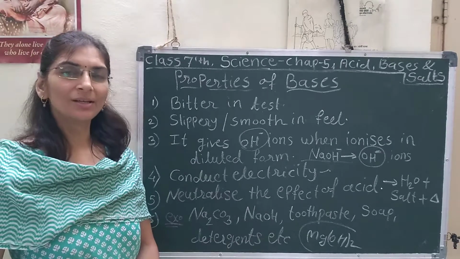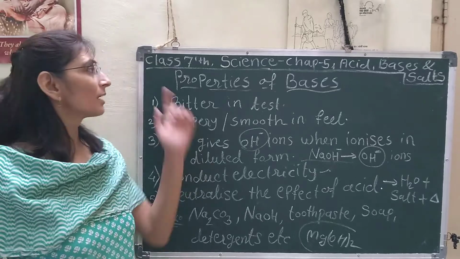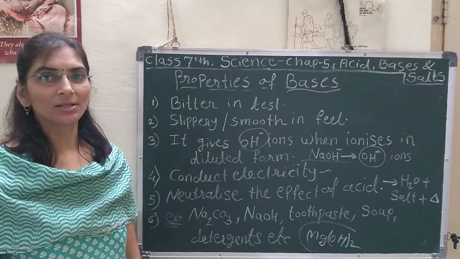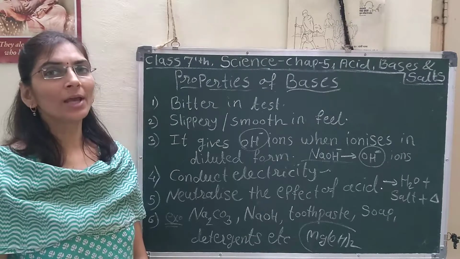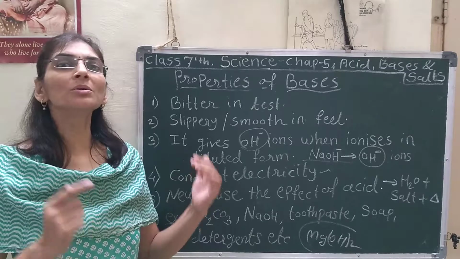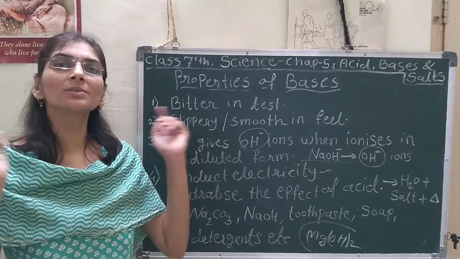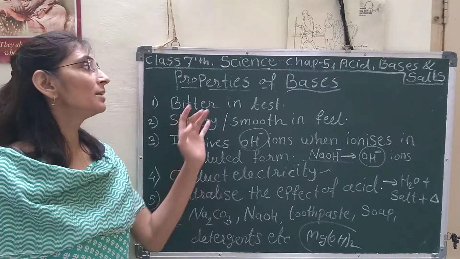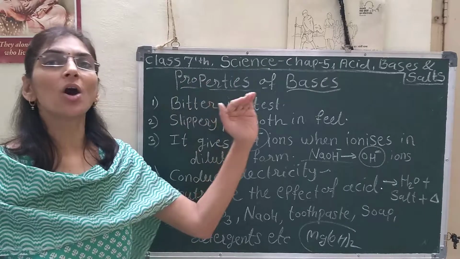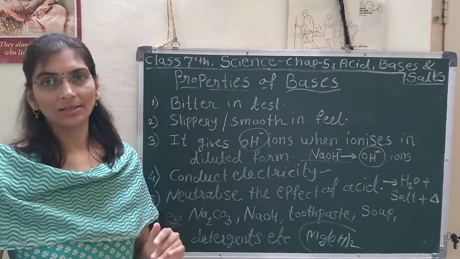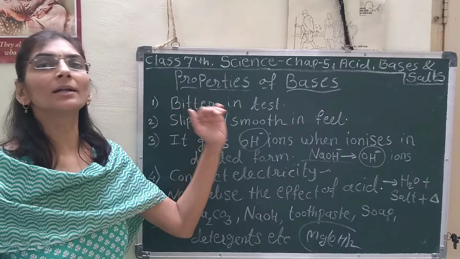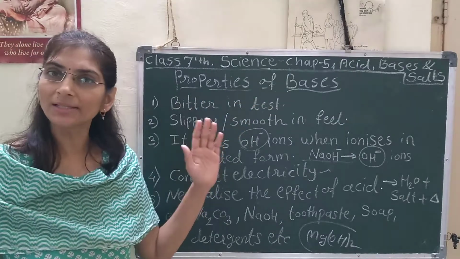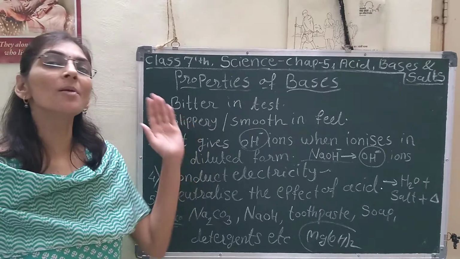Good morning students. Today we will see Class 7 Science, Chapter 5: Acids, Bases and Salts. In our last lecture we discussed how the substances around us that we use in our daily life are classified into acids, bases and salts, or neutral substances. Under that topic we discussed in detail what acids are and the properties of acids.